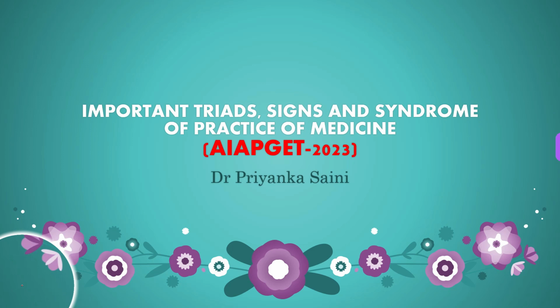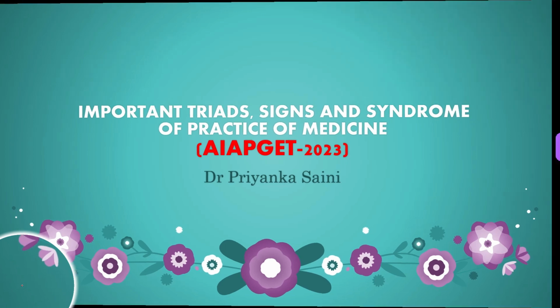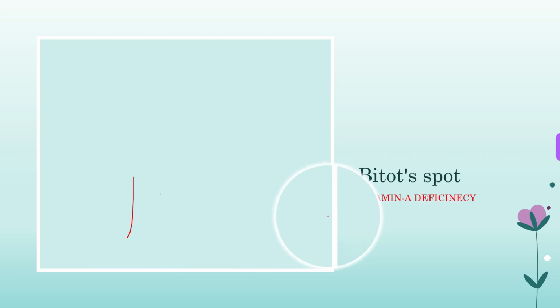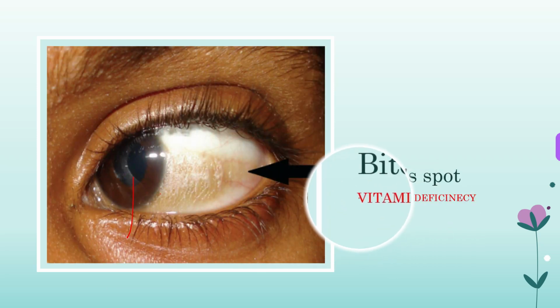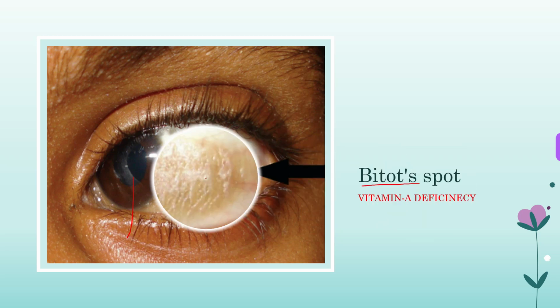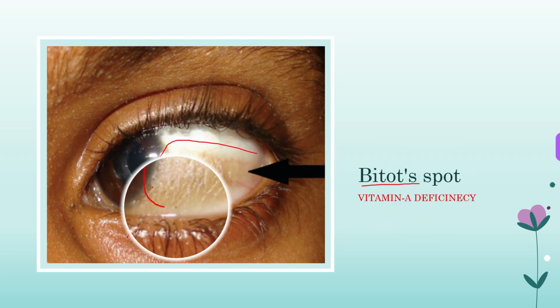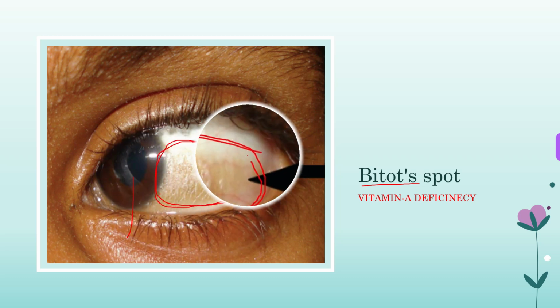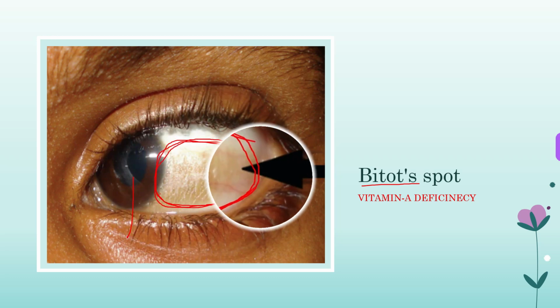So first we have Bitot's spots. As we all know, Bitot's spots are white patches of keratinized epithelium and they appear on the sclera if you have vitamin A deficiency. So, Bitot's spots are seen in vitamin A deficiency.